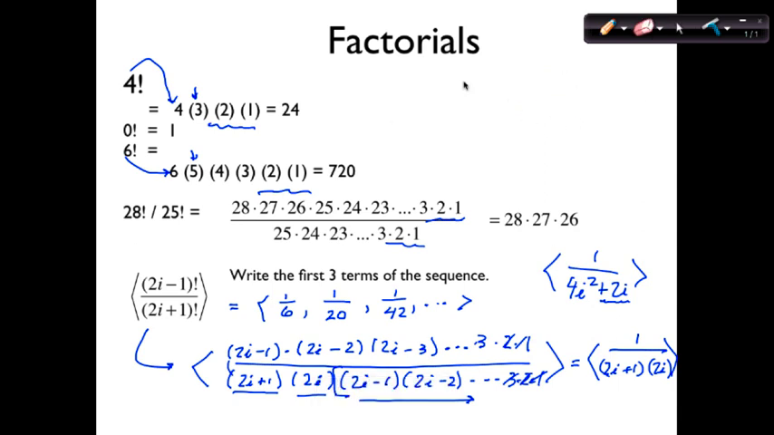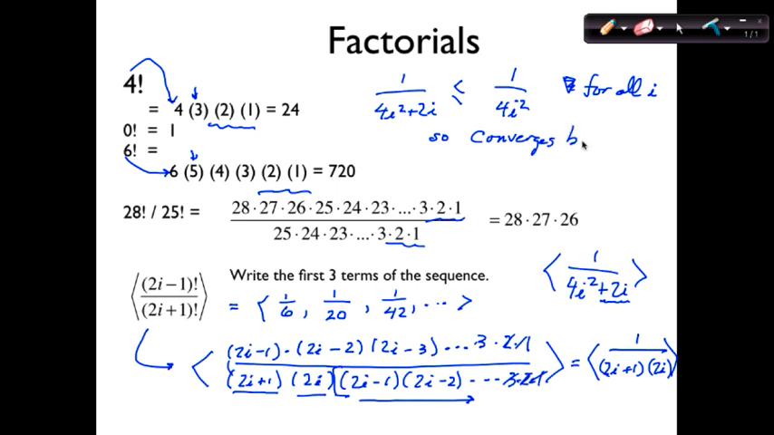Let's write that out. 1 over (4i squared plus 2i) is less than or equal to 1 over 4i squared for all i. Therefore, the sequence that we have converges by comparison to a p sequence with p equal to 2. That's what we mean by this comparison.